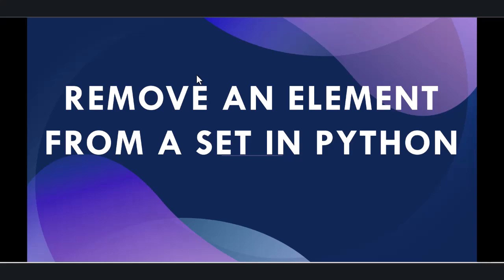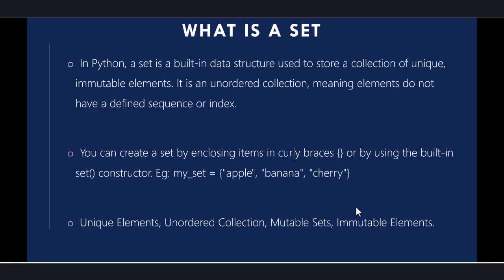I'm Anjali. Today the topic that I'm going to discuss is removing an element from a set in Python. First we'll learn what a set is. In Python, a set is a built-in data structure used to store a collection of unique immutable elements. It is an unordered collection, meaning elements do not have a defined sequence or index.